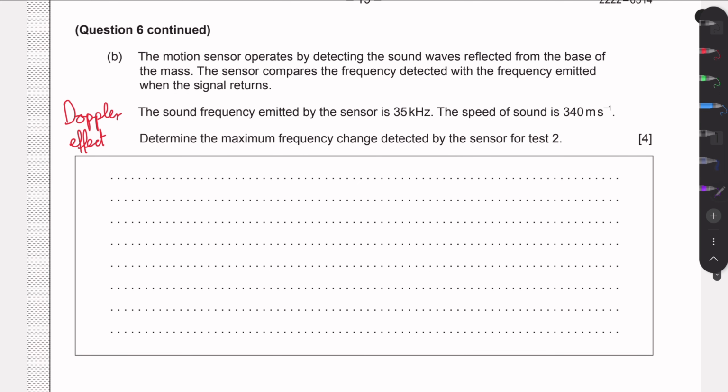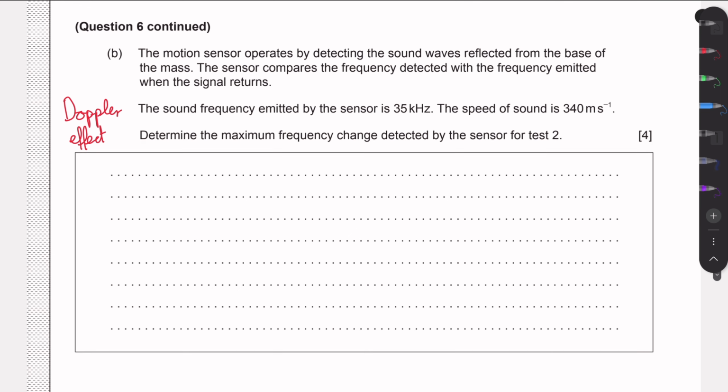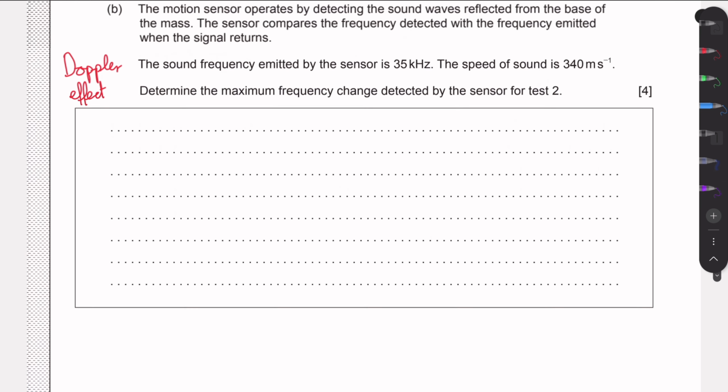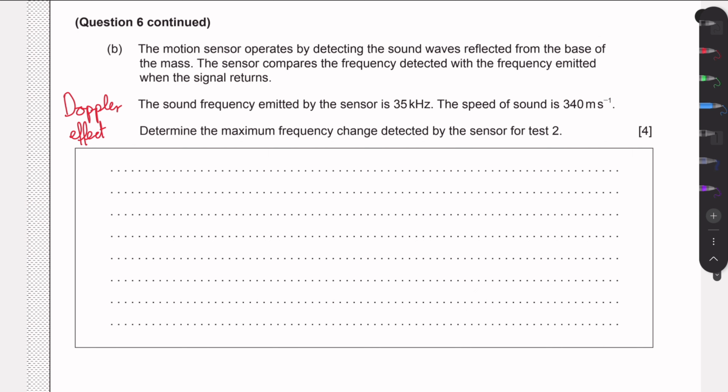So this is a little bit tricky. We need to think about this because, first of all, usually when IB gives us a Doppler effect question, there's a good chance it will not just be using the formula once. That would be a little bit too simple. Plus, we see it's 4 marks. So let's see what's going on here.